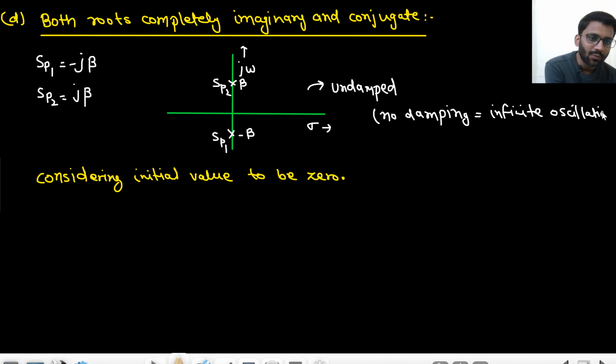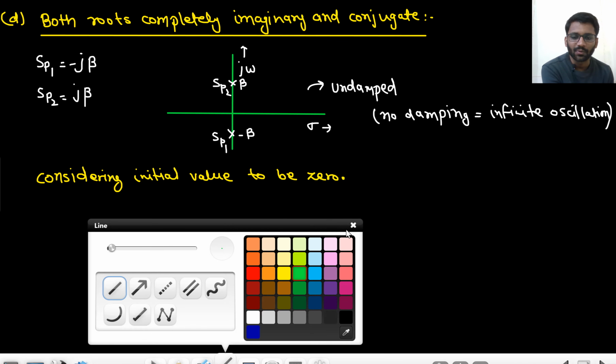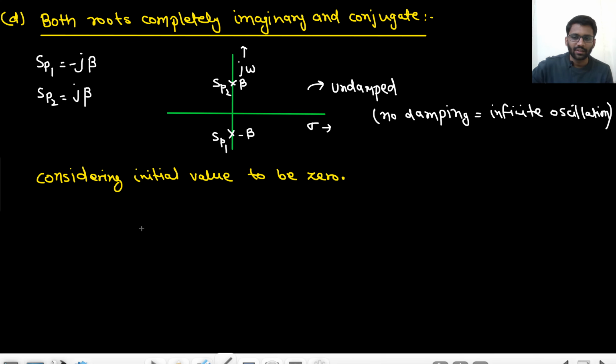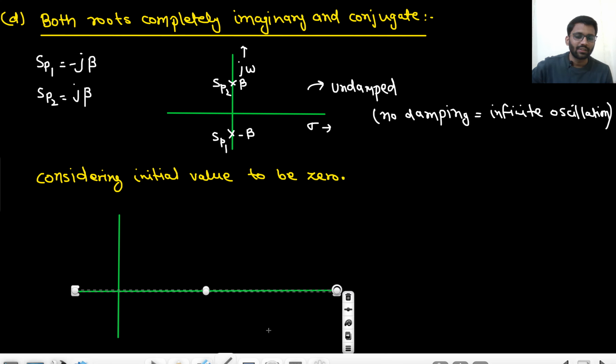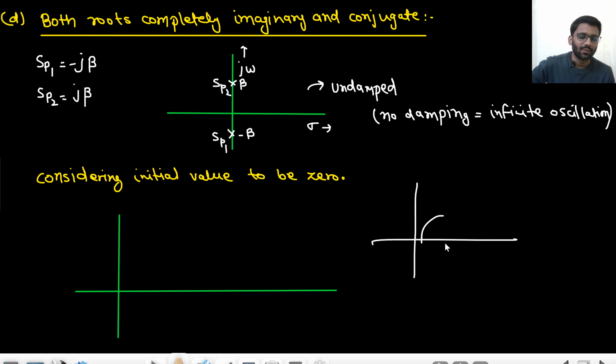That means the output will keep on oscillating. So we can only consider the initial value. We can't really tell what will be the final value here because the output will keep on oscillating. There can be some DC value. What is the DC value of a sinusoid? This sinusoid.